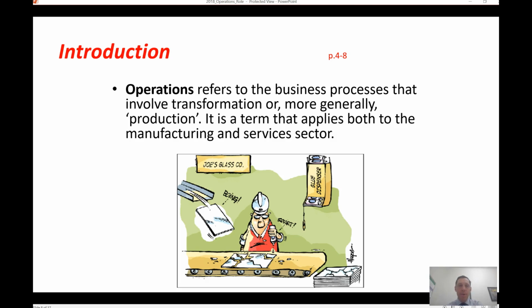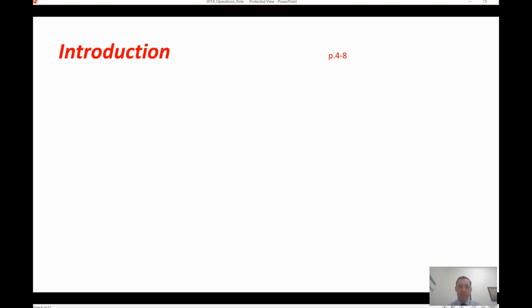It does apply to both the manufacturing and service sector, although often operations is easiest to consider in the context of a business that is producing something as opposed to a business that is providing a service. As you can see in the diagram below, the cartoon, there's an example of someone who's producing glass, which is easier to think about. Producing a can of Jack Daniels or a can of Coca-Cola is easier to consider, and the end-to-end processes and the transformation required is easier to think about rather than providing an accounting service to a client. Having said all that though, it's just as important to consider it from a service perspective.